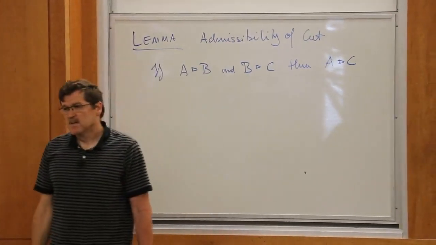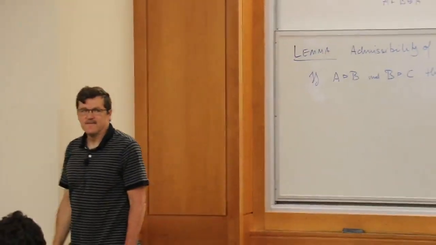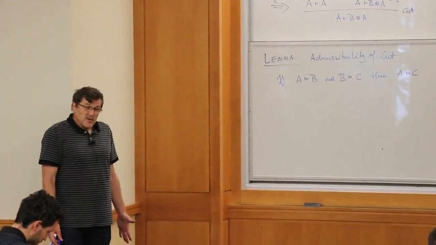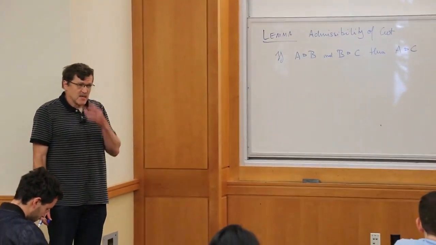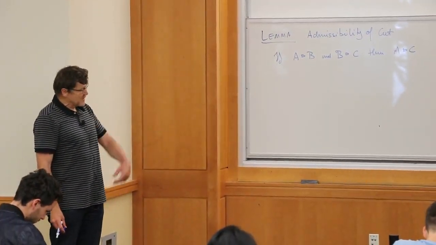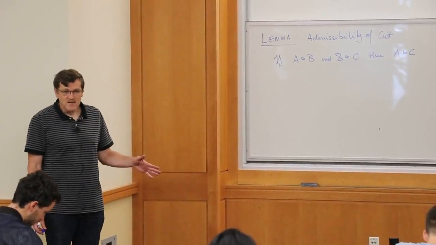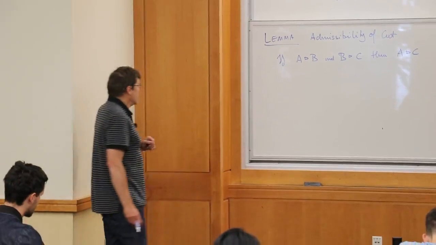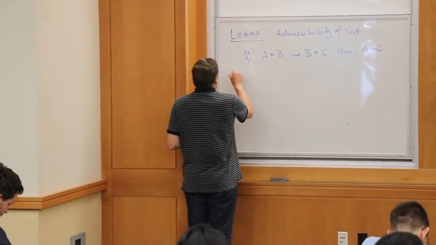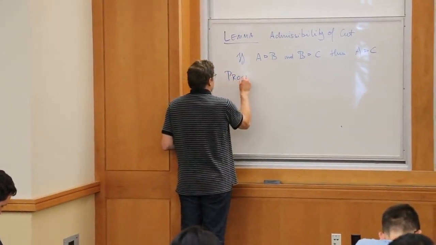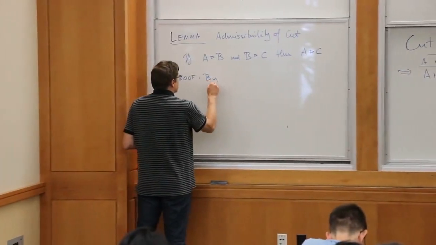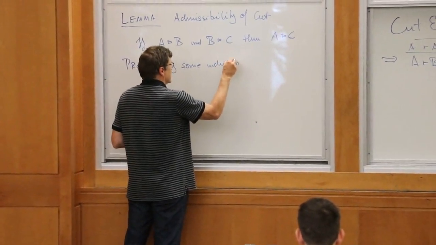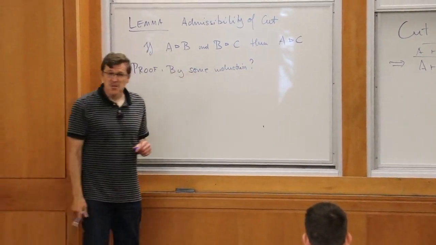So how do we prove that? Presumably it's some kind of induction again. And presumably, since we're in this lecture and I've touted rule induction all the time, it's going to be some form of rule induction. But we don't know exactly how to apply it. So, proof by some induction. We don't actually know.